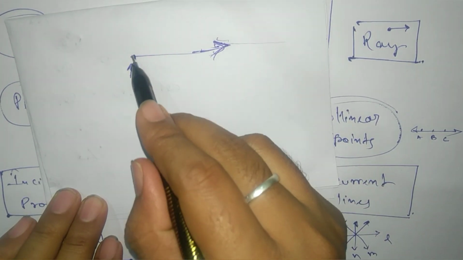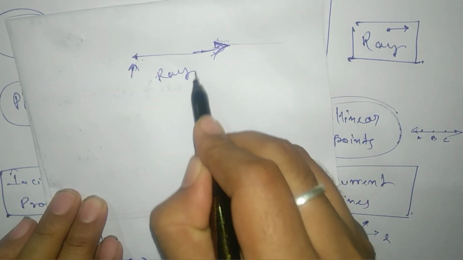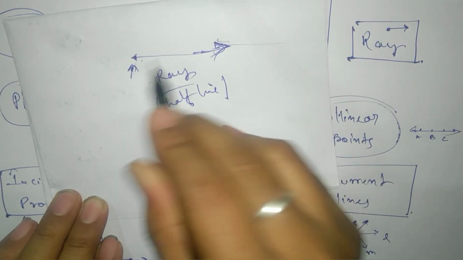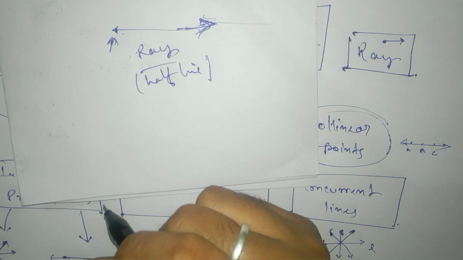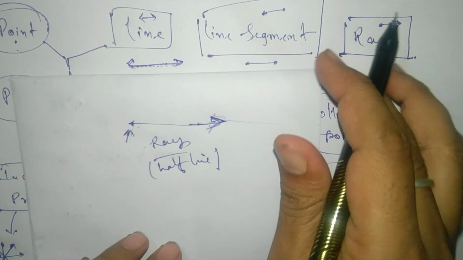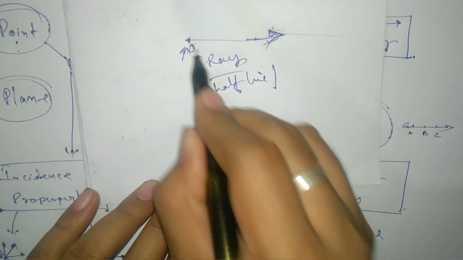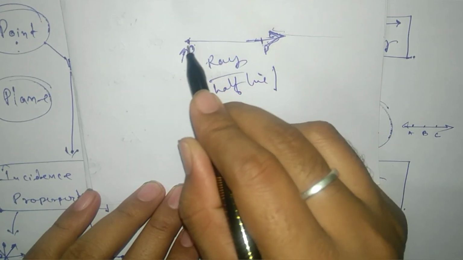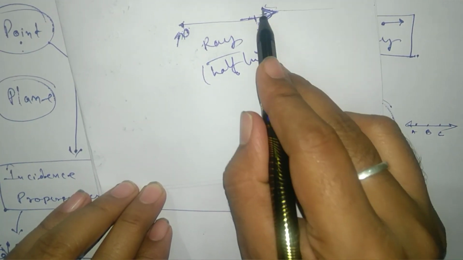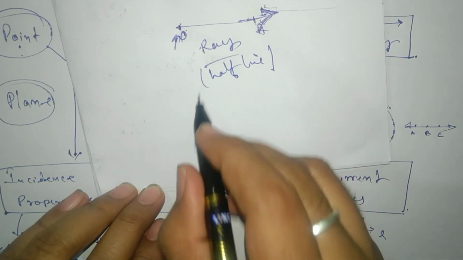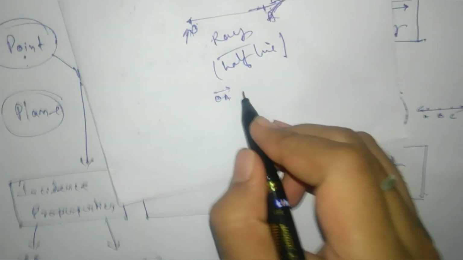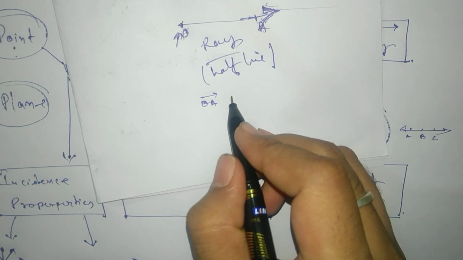So if we have one endpoint, then the name we give is ray, and this one has another name also, half line, ray. Okay, now next we'll see how you are going to represent this one. O and OA, if you want to write, then the side where we can see the arrow, there we'll use OA like this. This representation we're going to use.